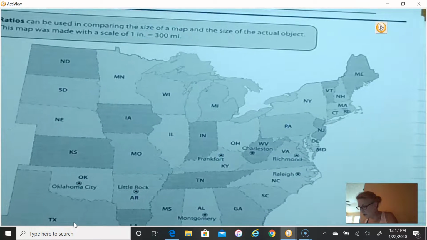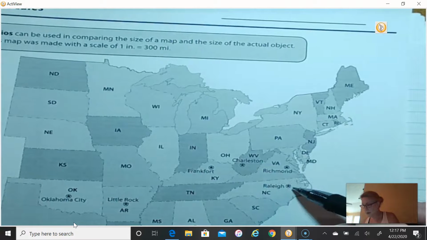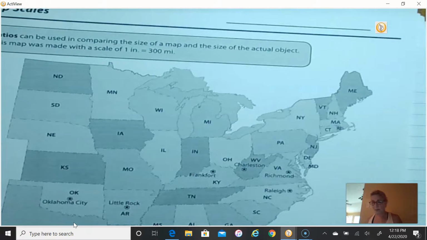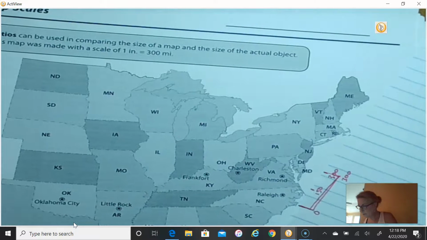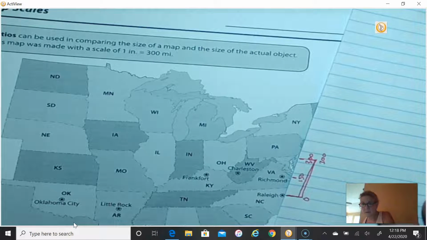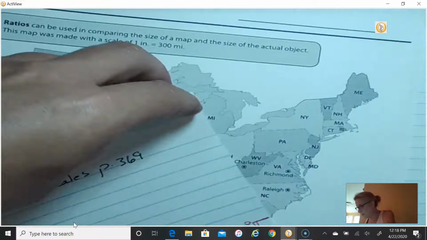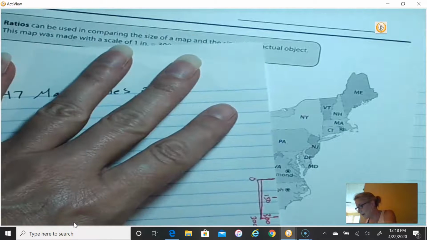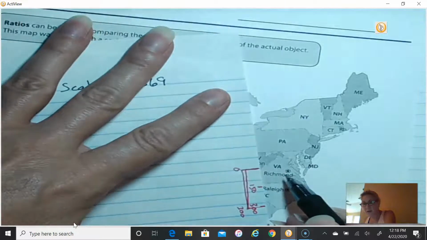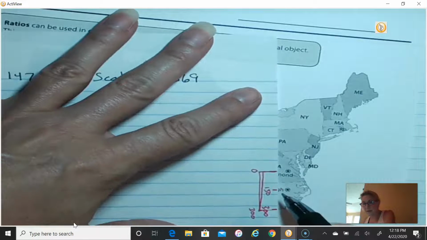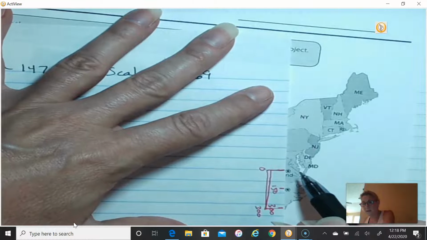All right, so this next one is Richmond to Raleigh. So we're going to look on here, and there is Richmond, and there's Raleigh. Okay? So I'm going to use my paper thing that I did here. Well, we're supposed to go from Richmond to Raleigh, so I'm going to do it right. I'm putting that 0 right there on Richmond, and there's Raleigh right there.